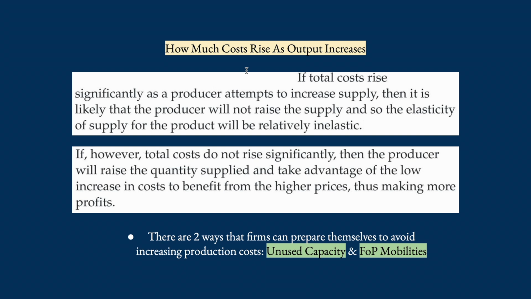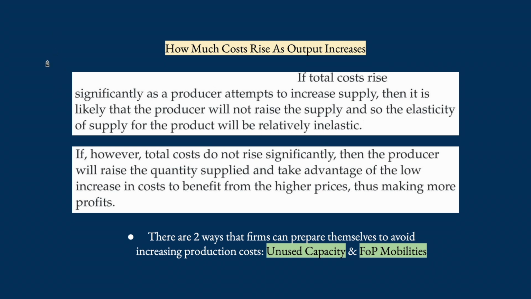All right, so to start, this one is fairly simple. How much costs rise as output increases? As we can see, if total costs rise significantly as a producer attempts to increase supply, then it is likely that the producer will not be able to raise the supply, and so the elasticity of supply for the product will be relatively inelastic, okay?